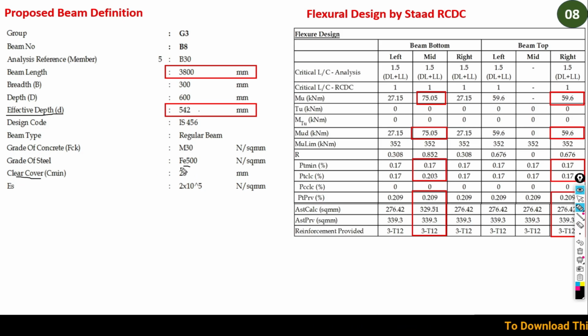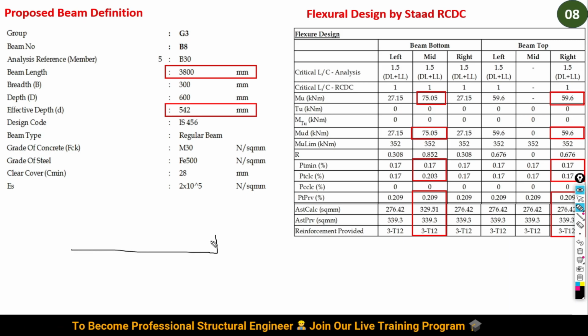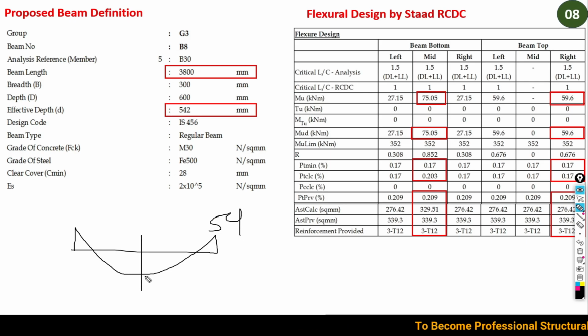Clear cover we have defined as 28 mm, right? Based on that only you will get this 542. Now the design calculation, bottom and top. At the middle, because it is a fixed type of beam, at the ends we are getting the 59 point something moment, and at the middle as sagging we are getting the moment as 75 under the factored load combination 1.5 dead plus live.